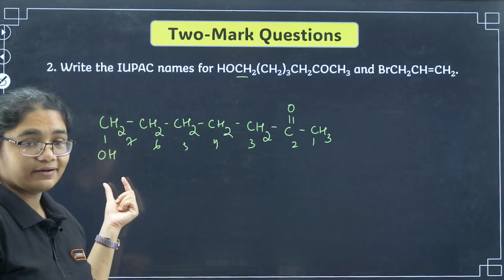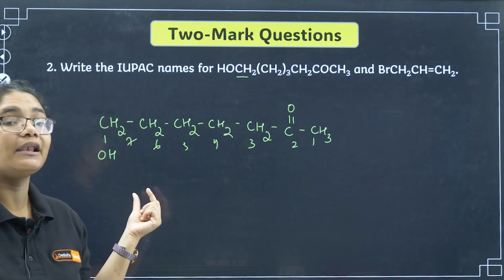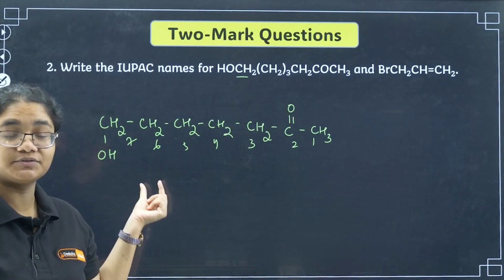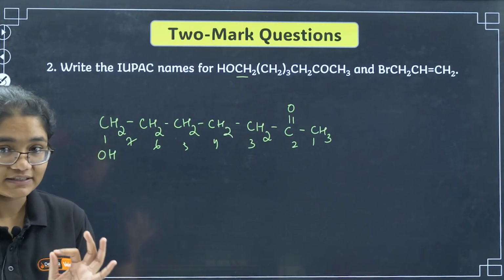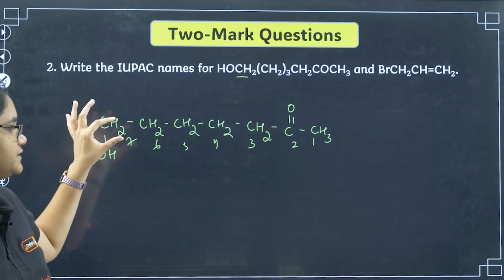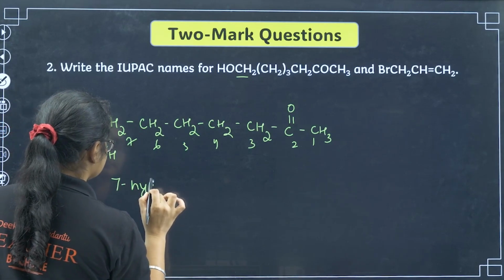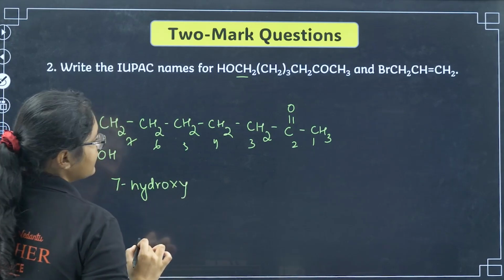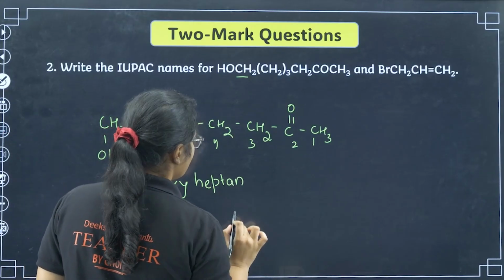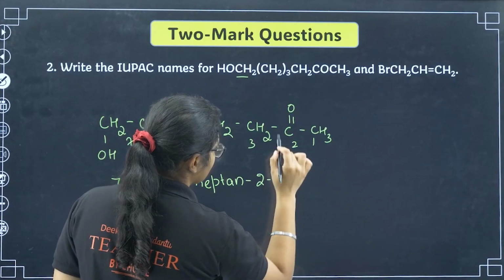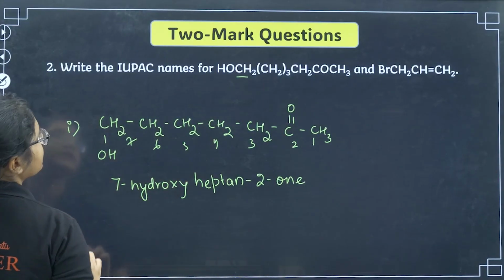Now when OH is there as a main functional group, the name should end with OL, alcohol. But here OH is a substituent. So for OH, when used as a substituent, the word used is hydroxy. At what position is this hydroxy present? At 7th position. So I can write 7-hydroxy. Then I have 7 carbons, so it will be heptane. And on the second carbon you have the ketone group, heptane-2-one. So that is the first thing.